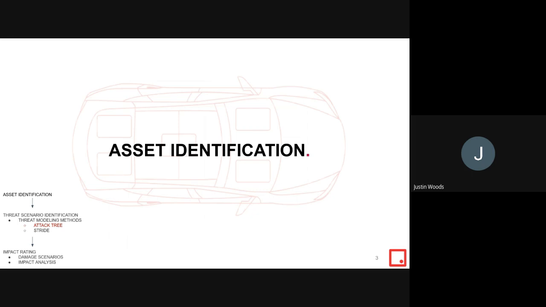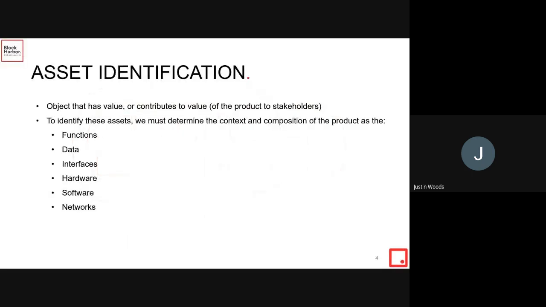Let's get right into it, talking about assets. So asset identification: assets are going to be objects that have a value or contribute to the value of the product to stakeholders. And we want to try to identify these. So we must determine the context and composition of the product as the functions, data, interfaces, hardware, software, or networks.